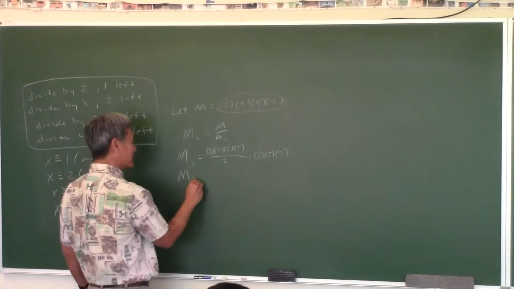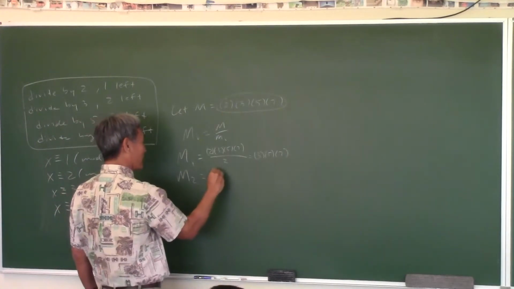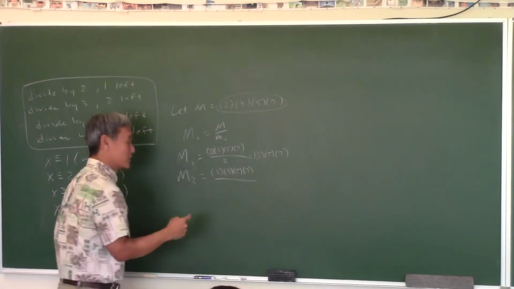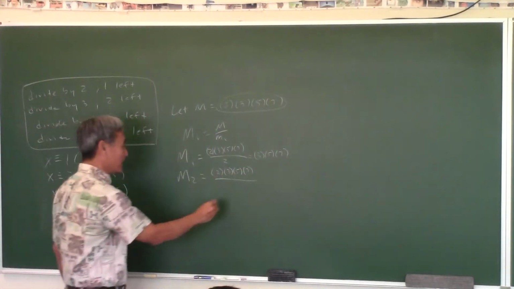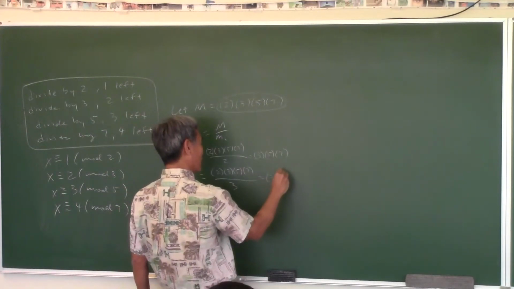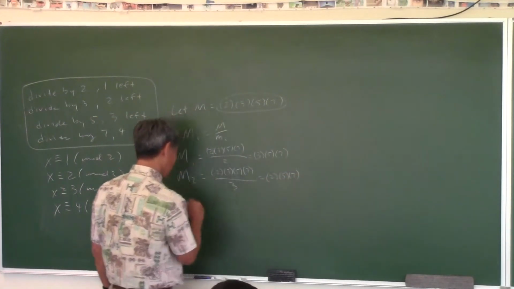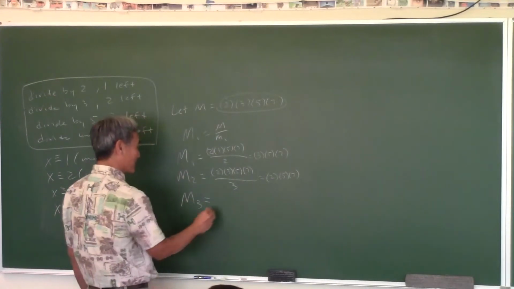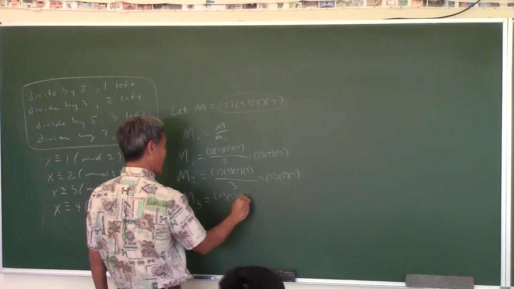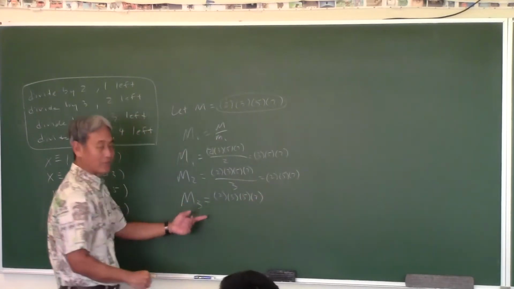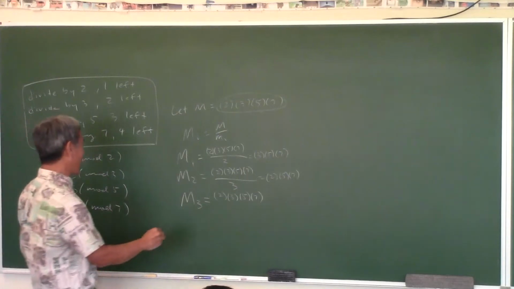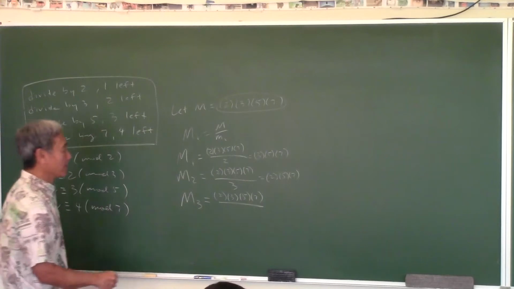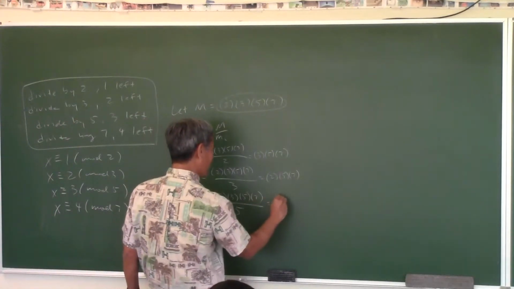What is capital M sub 2 equal to? It's capital M, which is 2 times 3 times 5 times 7, divided by small m sub 2, which is 3, and then you're gonna get 2 times 5 times 7, which is 70. I'm sure you can compute these numbers. Capital M sub 3 is 2 times 3 times 5 times 7 divided by, what is small m sub 3? 5, which is 42. After a while, you don't even have to do this, you kind of know what's going on already, right?